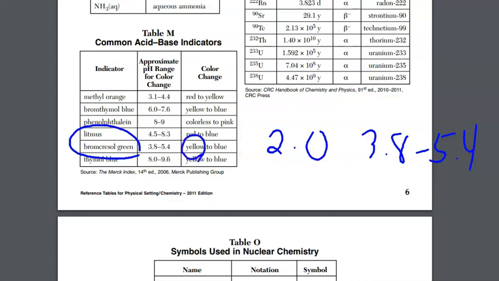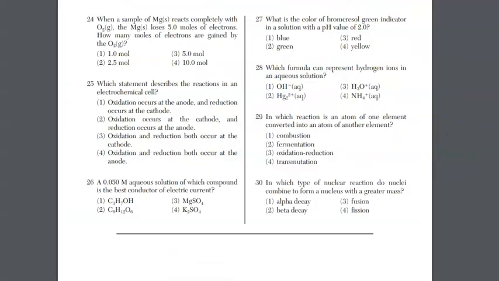So yellow to blue means that anything less than 3.8 is going to be yellow. Between 3.8 and 5.4, it's going to transition from yellow to blue, in other words, green. And then finally, greater than 5.4 would be blue. Yellow is our answer, and that is choice 4.